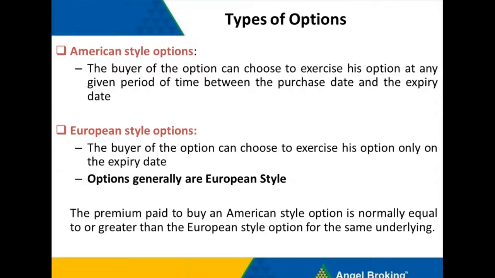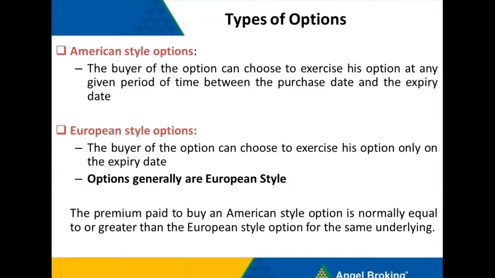Whereas in the case of European style options, the buyer of the option can exercise his option only on the expiry date. Generally most of the options are European style options. That is also what we will be having in the commodities space, just like we have in the equities and the currencies.